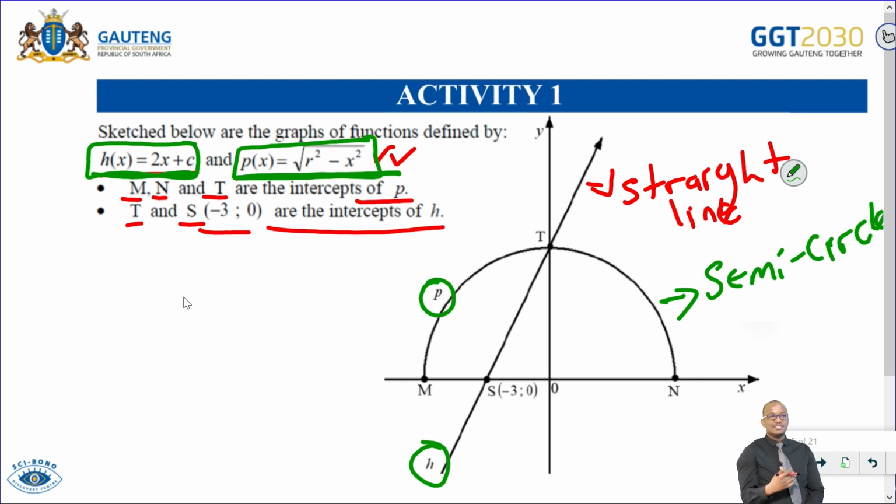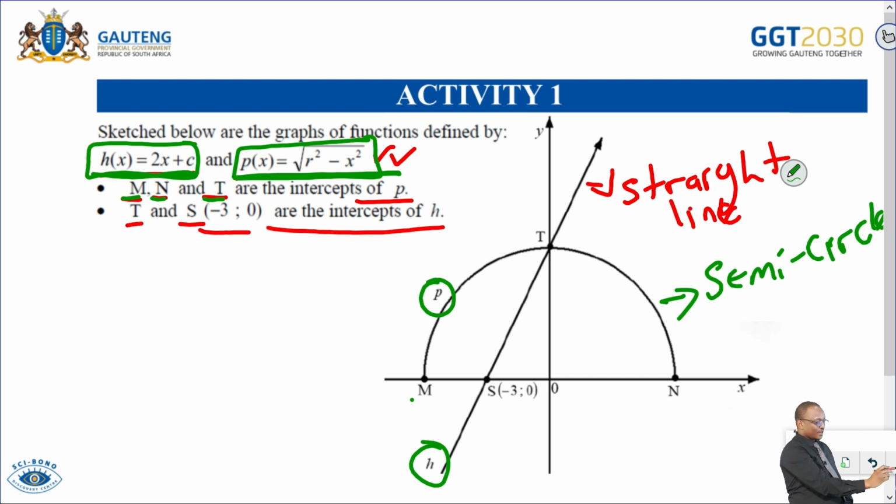So that's how you interpret the statement with the given sketch before you can even go to your questions. Those are the basic things that learners must know when they answer this type of question. Okay? And you also look at the information given, whether it corresponds to the graphs. So they said M, N, and T are the intercepts of P.